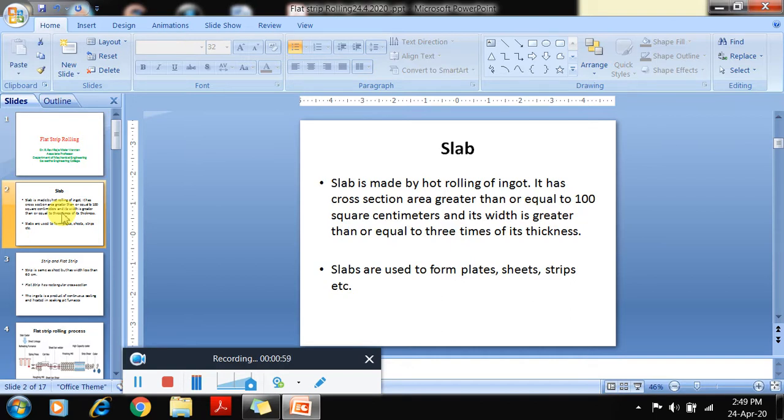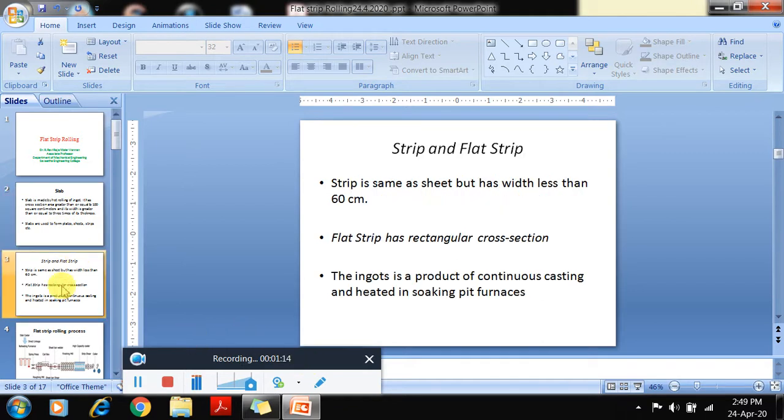It has cross section area greater than or equal to 100 square centimeters and its width is greater than or equal to 3 times of its thickness. Slabs are used to form plates, sheets, strips, etc. Strip is same as sheets but has width less than 60 centimeter. Flat strip has rectangular cross section.